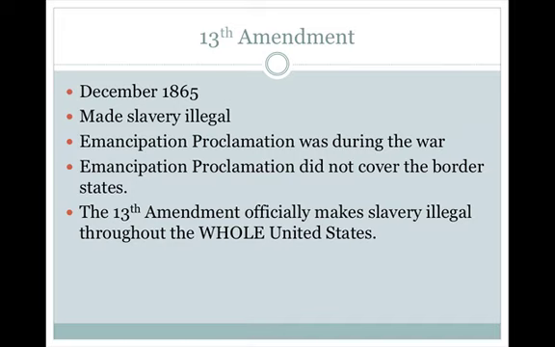What had happened during the war is President Lincoln had quote-unquote freed the slaves, but not all the slaves. There were some slaves in the border states who were not covered. And Lincoln, as well as some other people, was concerned that the Emancipation Proclamation that had freed those slaves would be considered something only done during war, and so it wouldn't be in effect after the war was over. So the 13th Amendment officially makes slavery illegal throughout the whole United States: North, South, border states, everything.